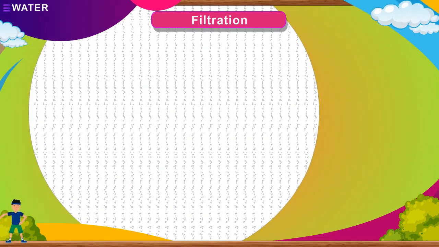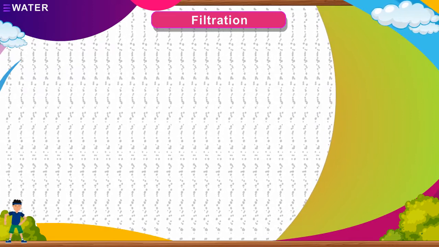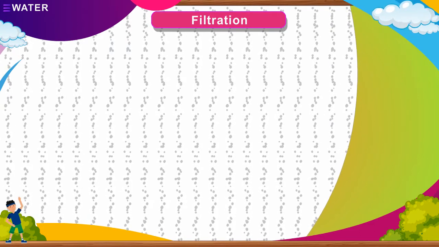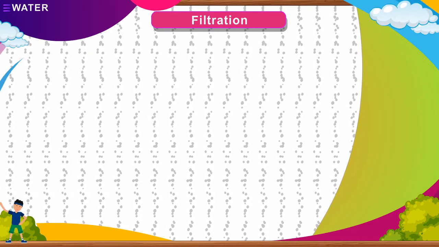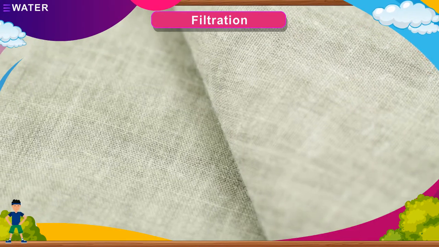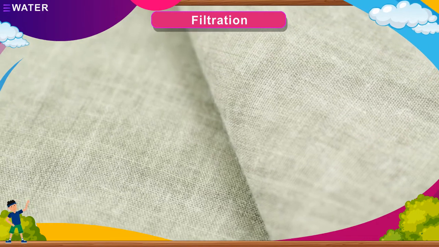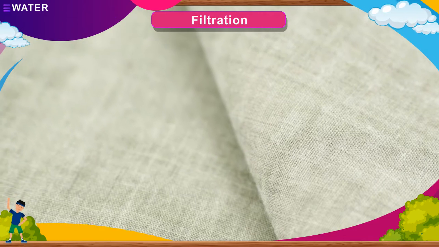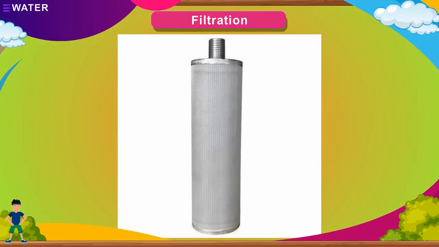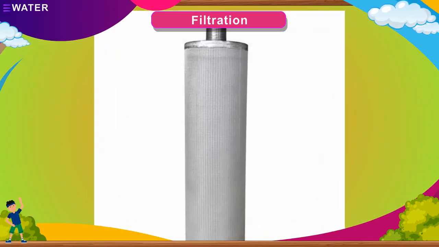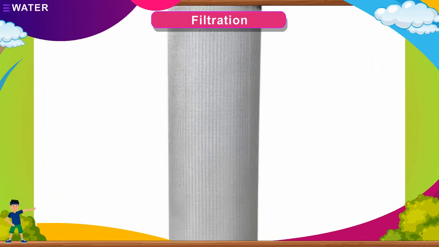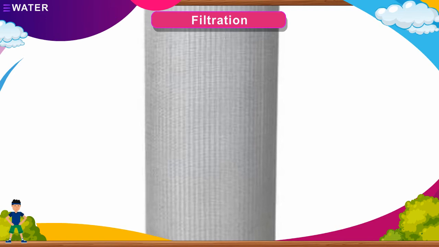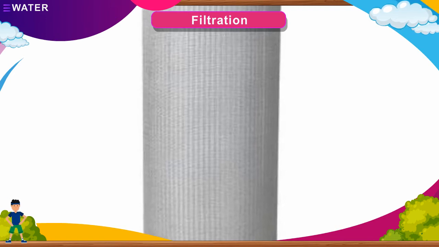A filter paper has very tiny holes in it. Through these holes, water can pass, but small sand particles cannot pass through them. We can also use a piece of cotton cloth as a filter. We can filter sand or muddy water through it. Water filters have filter candles in them. These filter candles have very tiny pores in them, which can filter out insoluble impurities in water.